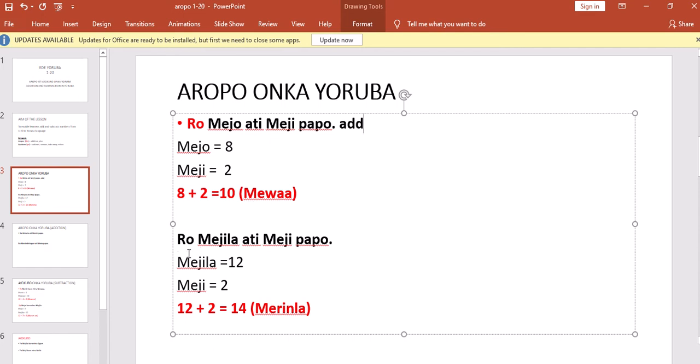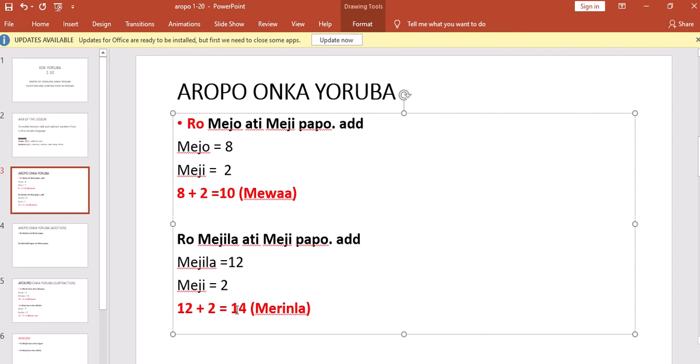Àpẹẹrẹ lẹ́ẹ̀kejì. Ro méjìlá àti méjì papọ̀. What is the meaning of row? You need to understand the first word. Row means add. So that means we are going to add these two numbers together. So ro méjìlá àti méjì papọ̀. Kí ni méjìlá o? 12. Méjìlá is 12. Méjì. Kí ni méjì? 2. So this question is asking us to add 12 and 2 together.